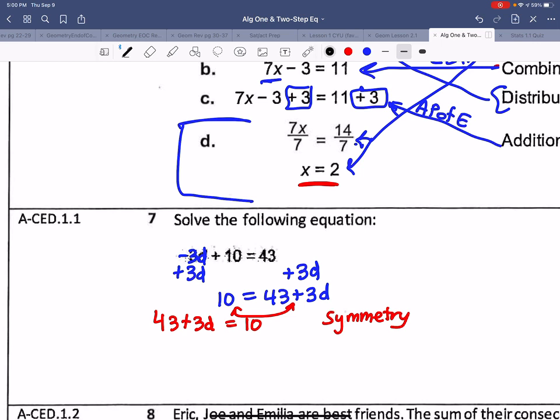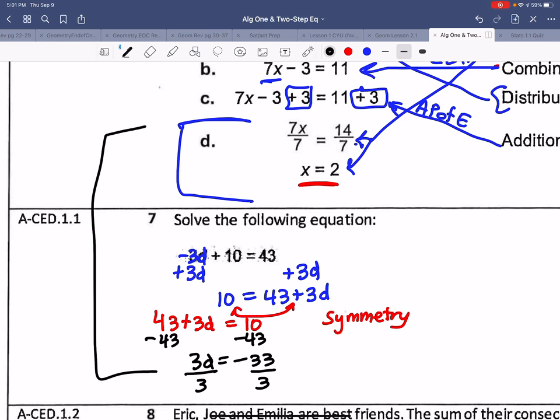Now this looks like the two-step equation we're used to. So we're going to subtract 43 on both sides, and then divide by 3 on both sides. And it's really similar to this question, so you may use that as a guide in the test.